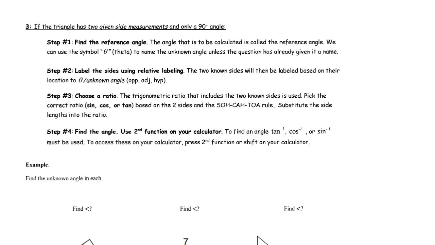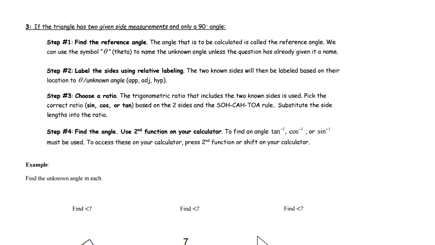Okay, so now to wrap up this discussion, if the triangle has two given side measurements and only a 90-degree angle, what are we going to do? Well, first of all, step one, we're going to find the reference angle. The angle that is to be calculated is called the reference angle. Again, we've talked about that already.